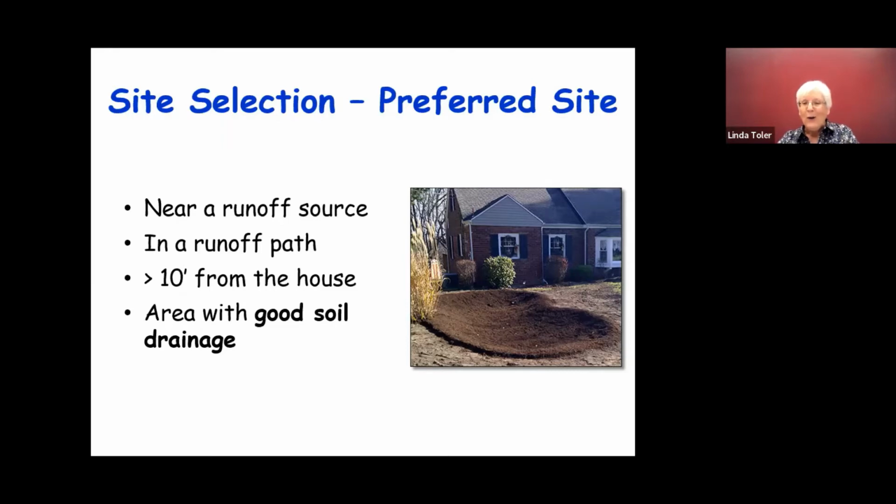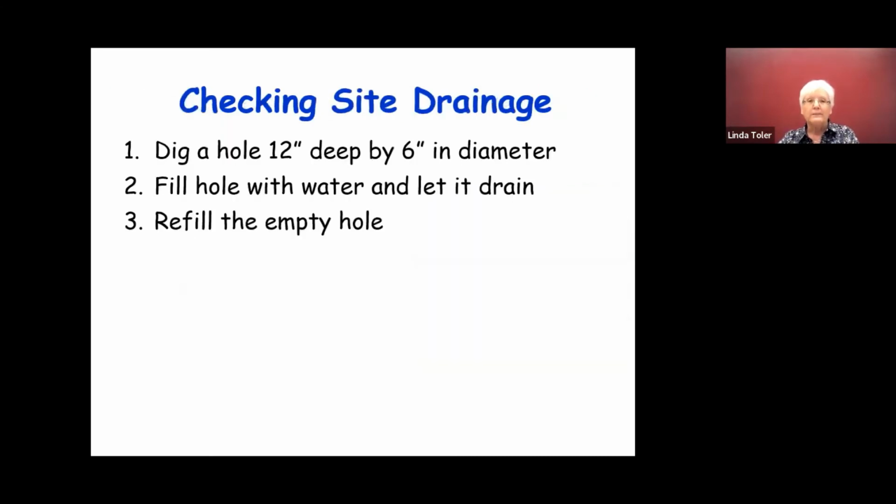Now, how do you know if the area you have selected has good soil drainage? Well, here's a little test that you can do. You want to dig a hole that's about 12 inches deep and 6 inches in diameter. A post hole digger, if you have one, is great for digging that hole, or just a narrow spading shovel will work just fine.